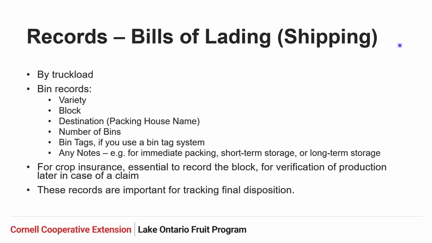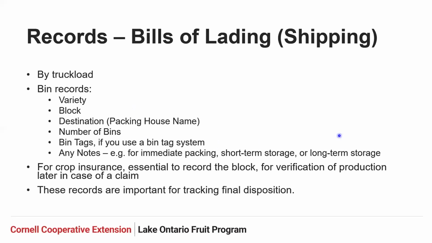The next type of record, bills of lading, shipping records. This is a record of what was harvested, how much was harvested, and where did it go. It's usually done by truckload. And on this record, you would want to have records about the bins that went on the truck, the variety that was in the bins, which block it came from, the destination, typically the name of the packing house, the number of bins harvested for each variety. And if you use a bin tag system, you could write down all the bin tag numbers, and that would also record that information of how many varieties, how many bins of each variety were in that shipment.